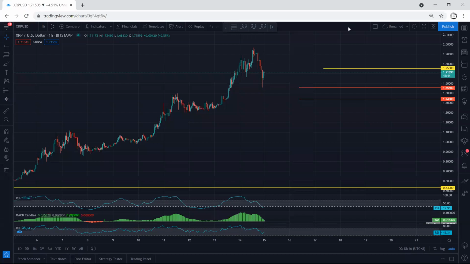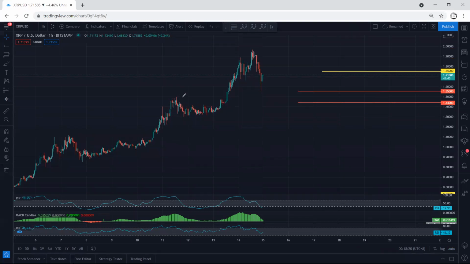XRP, we start with the 1 hour chart. If you refer to our last analysis, since the price was within this correction, we mentioned we're looking for buy, and our target was 1.175. As we can see, the price tagged it and broke, but then reversed.